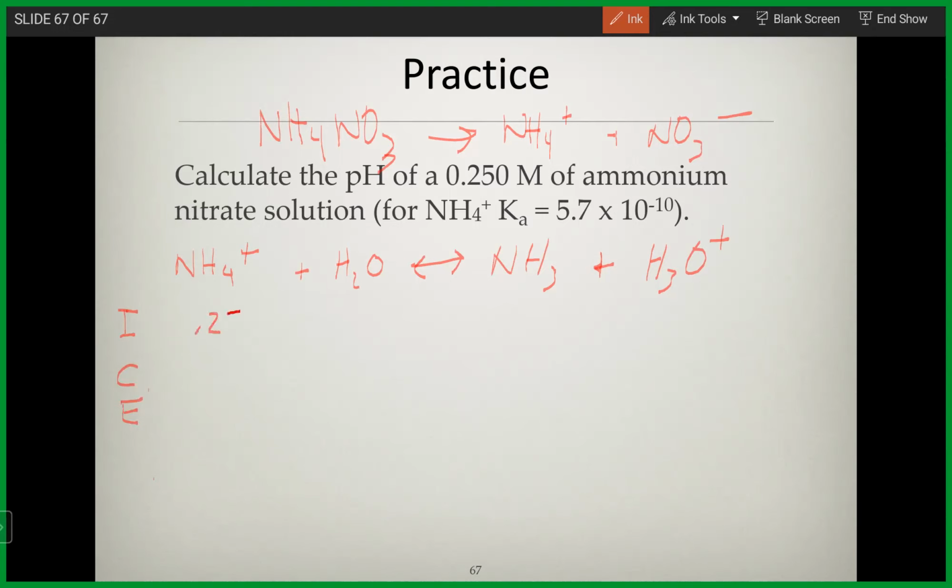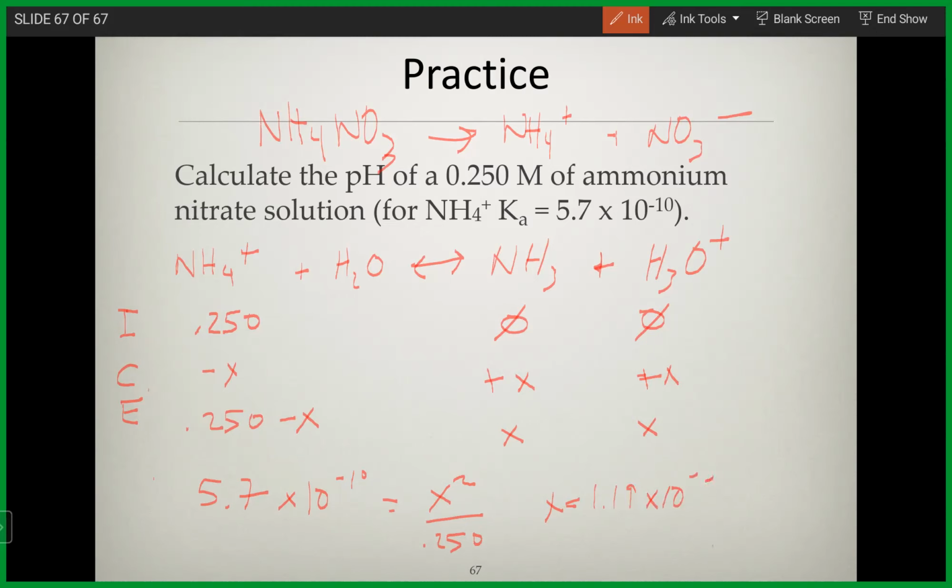Again, the ammonium concentration is just going to be the initial concentration. We'll have none of that to start. We'll have plus X, minus X, 0.250 minus X. We'll take that equilibrium constant, set it equal to our equilibrium concentration, so X squared over 0.250. And what we're going to see in this case is X is equal to 1.19 times 10 to the negative fifth.